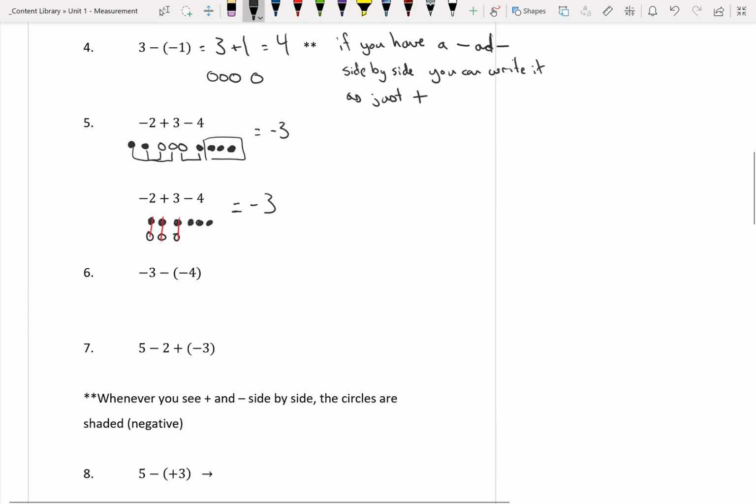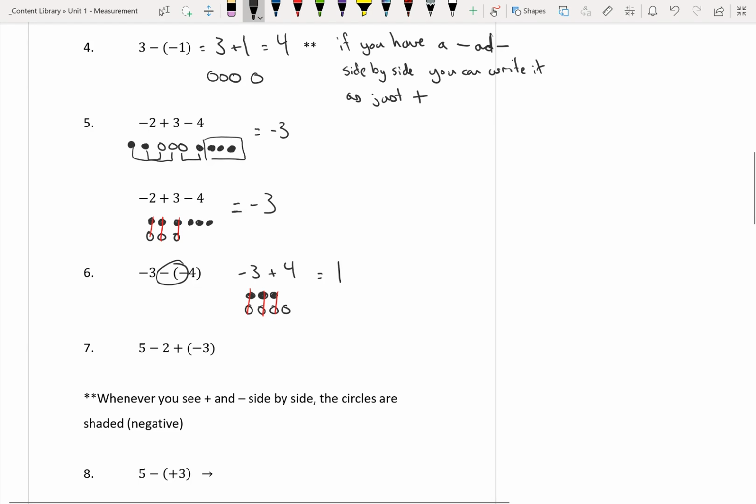Example 6, again we see a negative and a negative, so we've seen before that becomes a positive. So negative 3 plus 4. So there's my negative 3, positive 4, make my 0 pairs, count what's left over, so I'm left with positive 1.